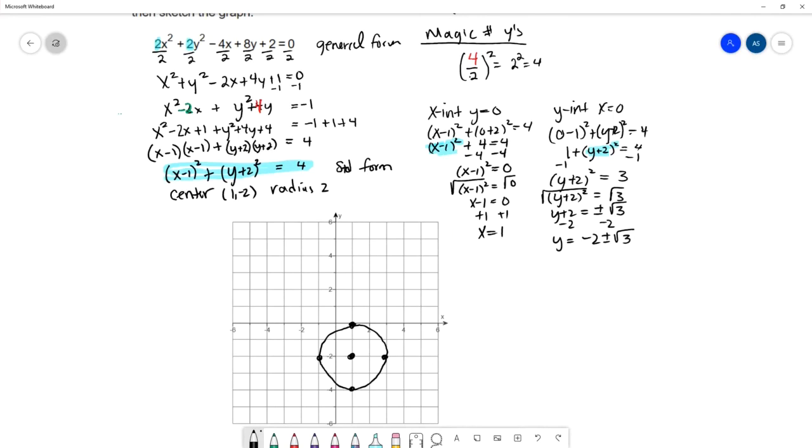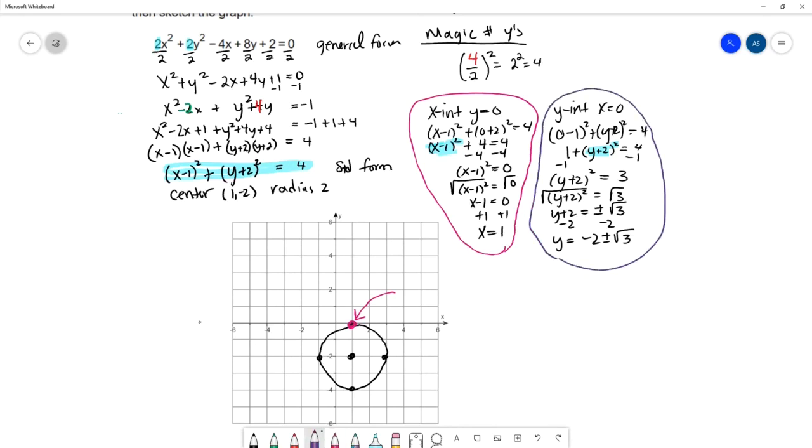And what's nice about this is that this confirms what we saw with our work here. We found just one x-intercept at x equals 1. You can see there's that x-intercept. And we found 2 y-intercepts. Here you can see we have 2 y-intercepts here.